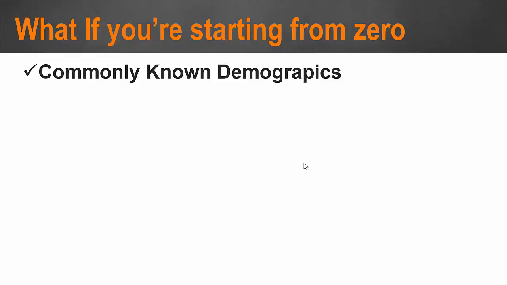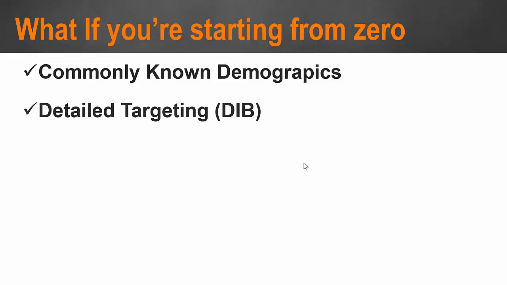Now, what if you're starting from zero? Meaning you don't have any website yet, so you can't use website traffic for that. And you don't have any engagement yet. You probably haven't posted anything from your Facebook page, or you probably haven't run any Facebook ads. So you may have only a few engagements with your page. So what can you do about it? In this case, you can use the remaining two ways. The first one, the commonly known demographics, and the detailed targeting option. Now let's discuss them one by one.